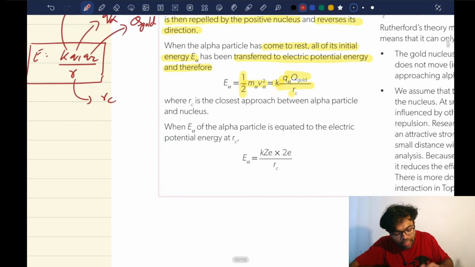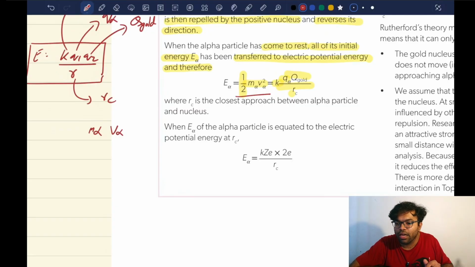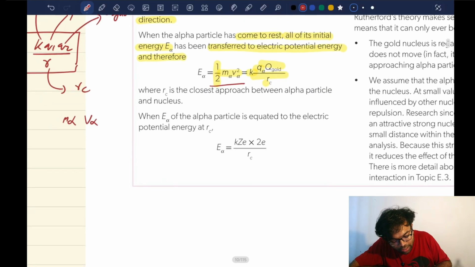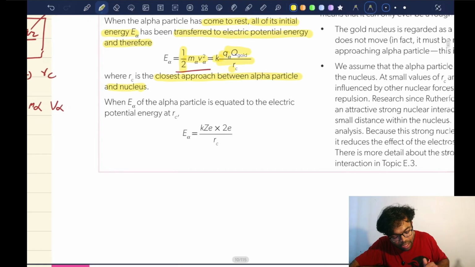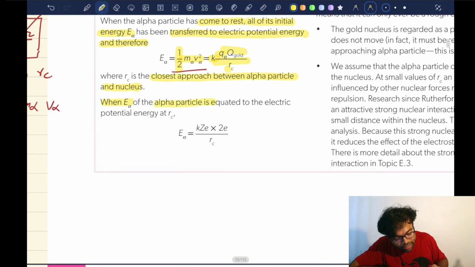Now this will become equal to half m alpha v alpha square. m alpha is the mass of the alpha particle. v alpha is the final velocity to which the alpha particle was accelerated. Now, Rc is called the closest approach between the alpha particle and the nucleus. When E alpha of the alpha particle is equated to the electrostatic potential energy at Rc, then what do we get?